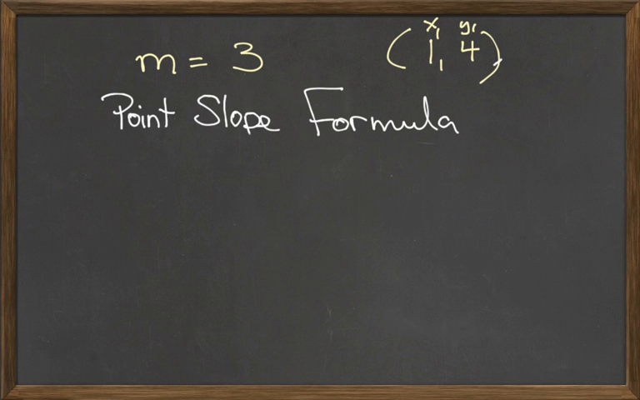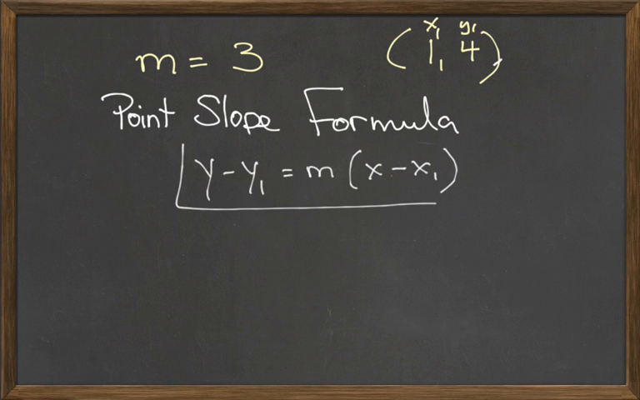There's a new formula coming to town. What is that formula? It's called the point-slope formula. The point-slope formula is y minus y1 equals m times x minus x1. And just like the word says, when do you use it? When you have a point given and the slope.